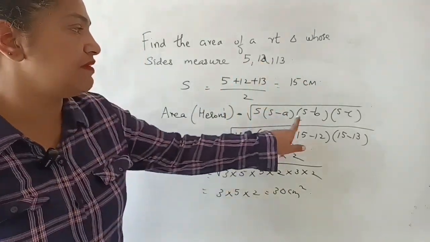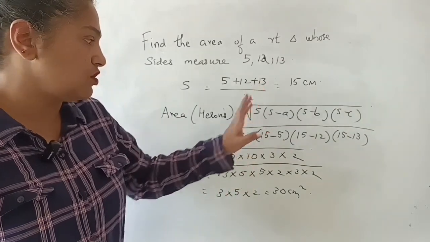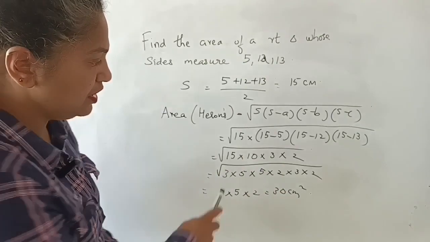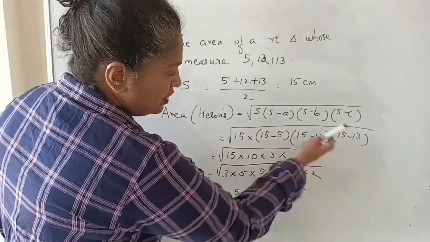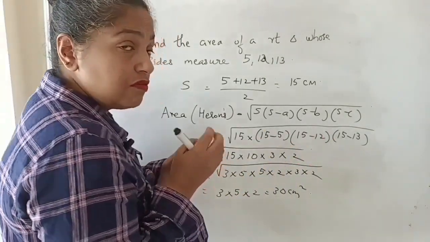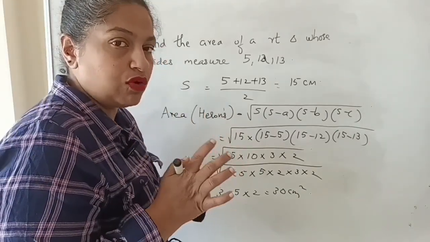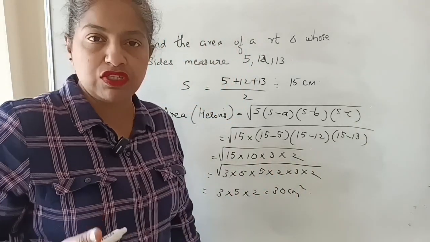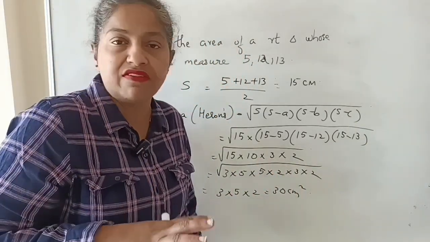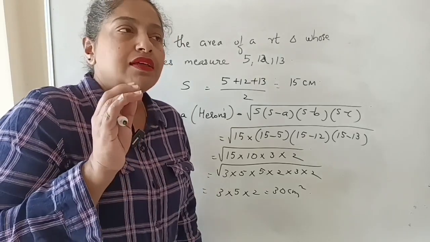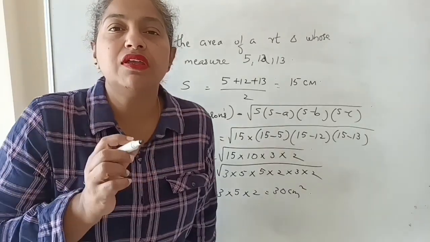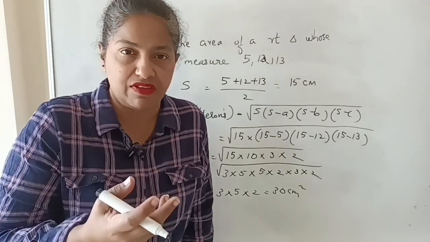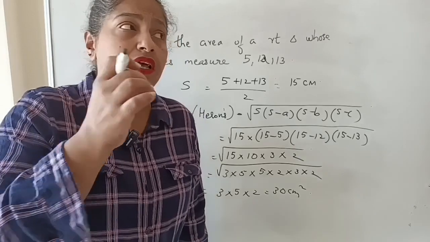Now area is root of S into (S minus A) into (S minus B) into (S minus C). So 15 into, I have mentioned it over here. Now this is what I am getting, 15 into 10 into 3 into 2. Now many of the students, when they are calculating the square root, multiply all these terms together and then try to find the square root by using prime factorization or similar methods. Okay. It's a procedure. You will get the correct answer, but it is a procedure that will take up a little bit of time.